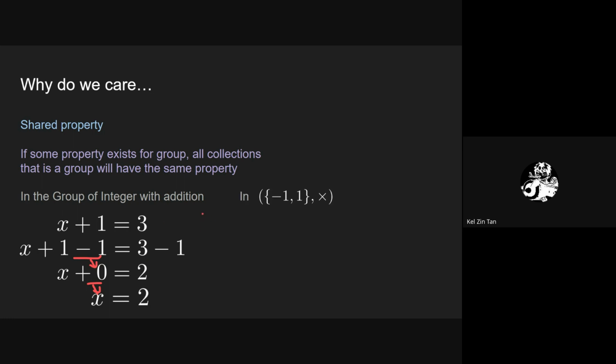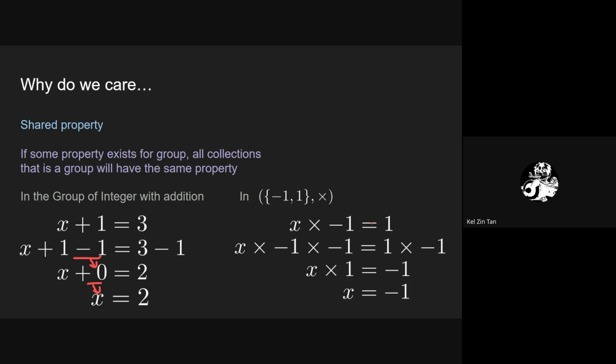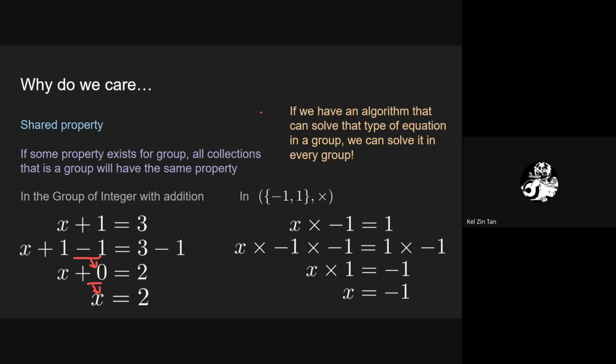But what if I change this to something else? Like I change this to x multiplied with -1 is equal to 1. Again, I can do completely the same thing and get a result. What is good about this is that if we have an algorithm that can solve that type of equation in a group, then we can solve it in every group. So we don't have to repeatedly define our algorithm for different groups. This is very good. This is the reason that we actually care about doing all these things.